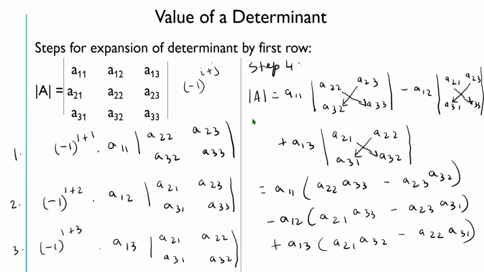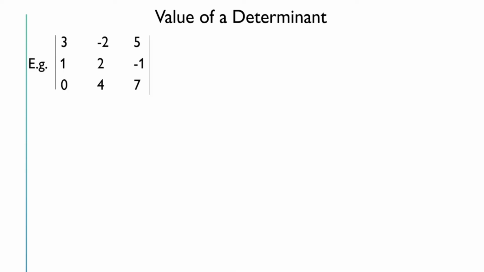This is the steps for expanding along the first row. Similar steps we can follow and we can expand along second row, third row, or first column, second column, or third column. So we can follow similar steps for those also. While solving problems, we will understand. So now we will see an example to find the value of determinant of a 3 by 3 matrix or a square matrix of order 3.